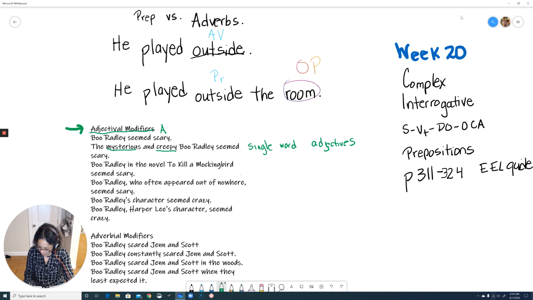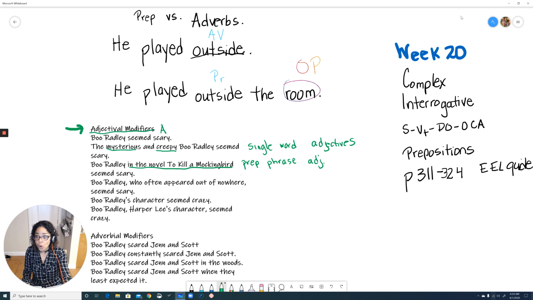All right, in our next sentence, it says Boo Radley in the novel To Kill a Mockingbird seemed scary. Our modifier in this sentence is in the novel To Kill a Mockingbird. It's actually a prepositional phrase, okay? And it's modifying still Boo Radley. So that's a prepositional phrase adjective.